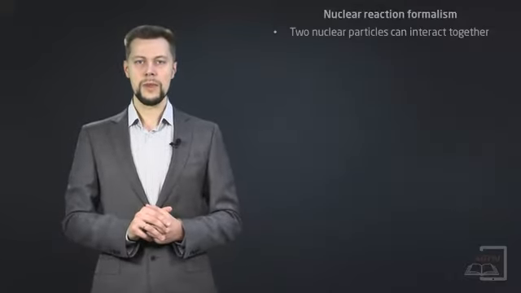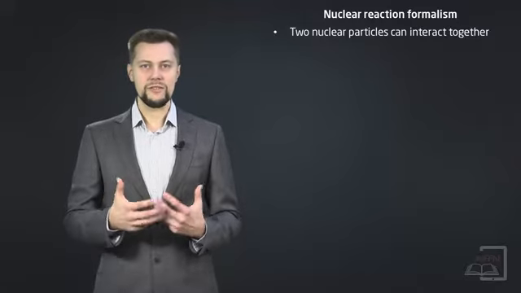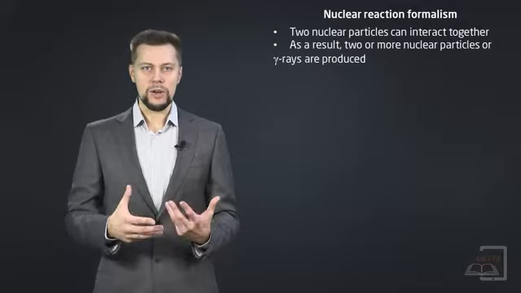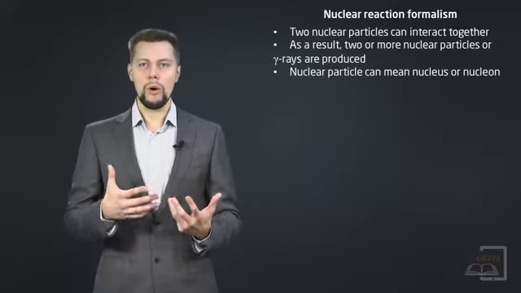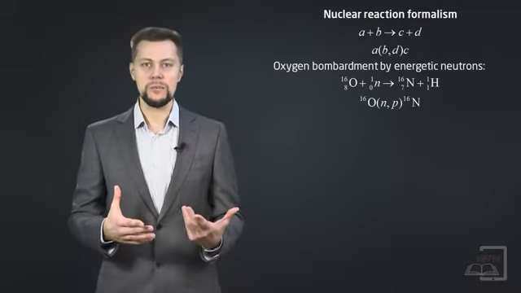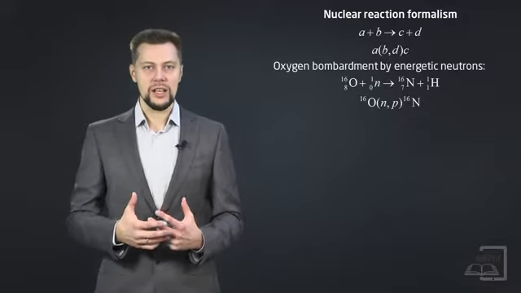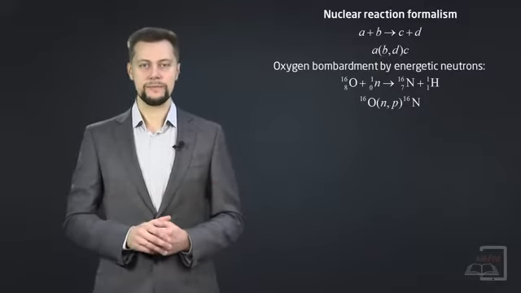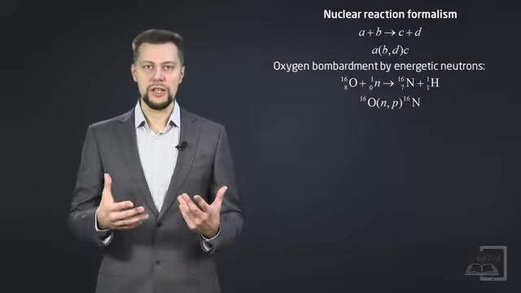Two nuclear particles can interact together. As a result, two or more nuclear particles or gamma rays are produced. Nuclear particles can mean nucleus or nucleon. You can see the long and short formalism of description of the nuclear reaction, where A is the target at rest before reaction and B is the projectile. For example, oxygen bombardment by energetic neutrons.